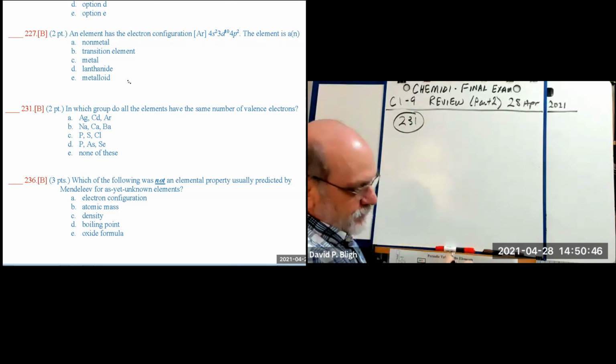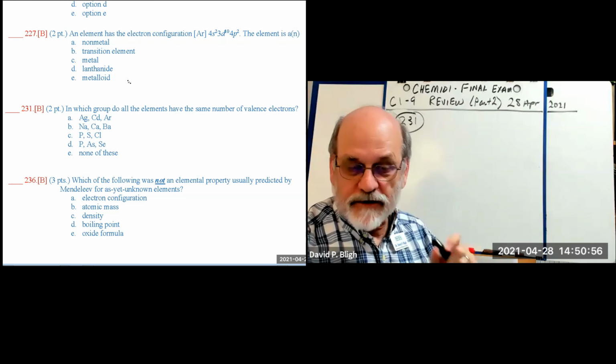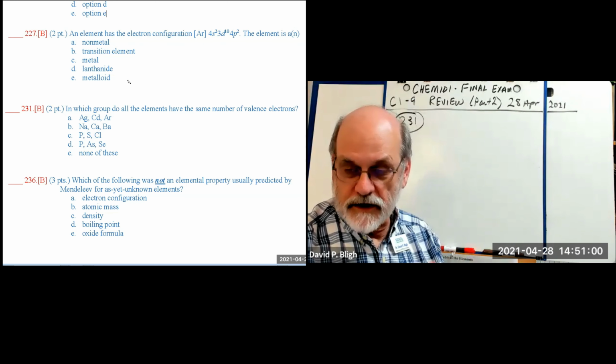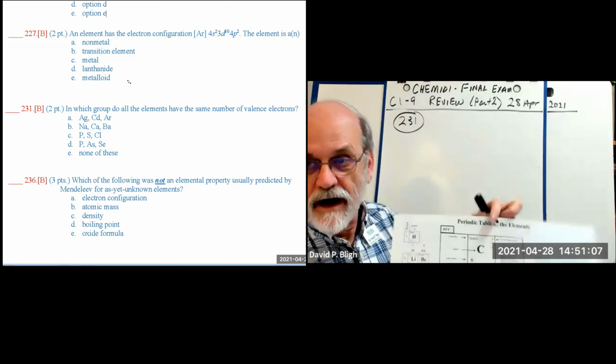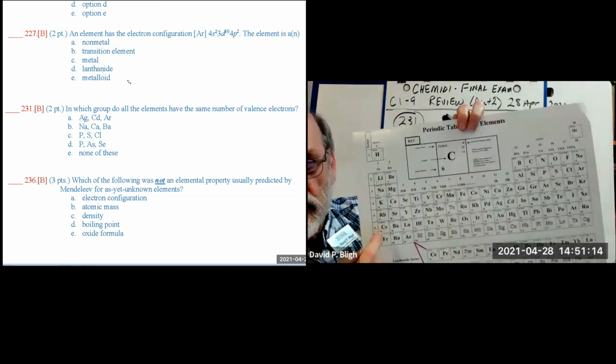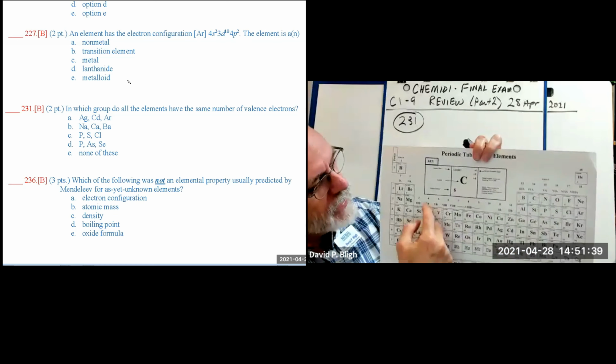In which group do all the elements have the same number of valence electrons? Okay, so what you have to do, now, how do we know the number of valence electrons? Well, the old style of numbering the groups with Roman numerals was extremely useful because from left to right, Roman numeral 1, 2, 3, 4, 5, 6, 7, 8. That's the number of valence electrons in that group, right? It skips over the transition metals. The transition metals do have some Roman numerals, but to differentiate the representative elements from the transitions, we have 1A, 2A, 3A, 4A, and down here we have Bs.